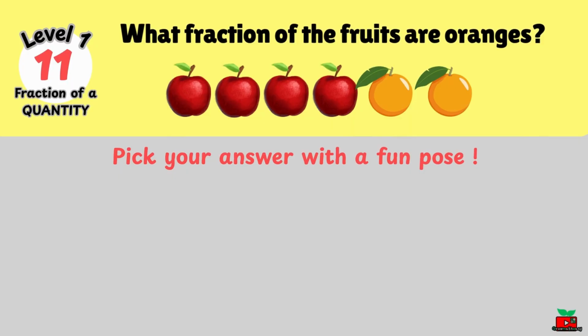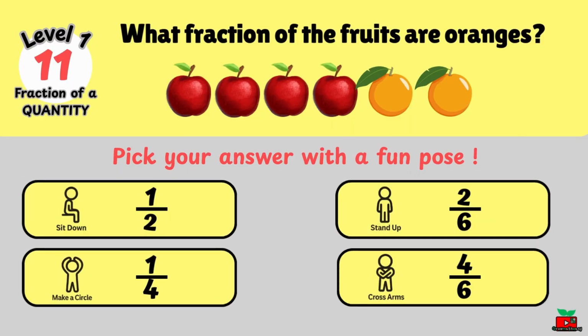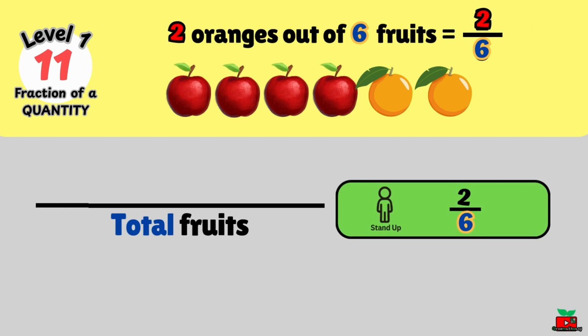What fractions of the fruits are oranges? 1 over 2, 2 over 6, 1 over 4, or 4 over 6? 2 over 6. 2 oranges out of 6 fruits equal 2 over 6.